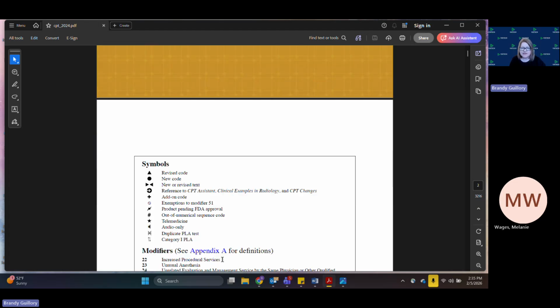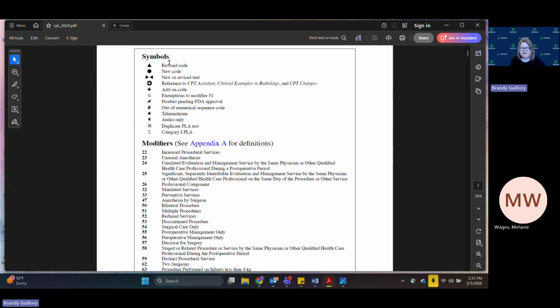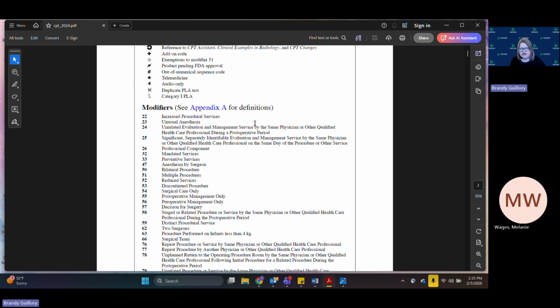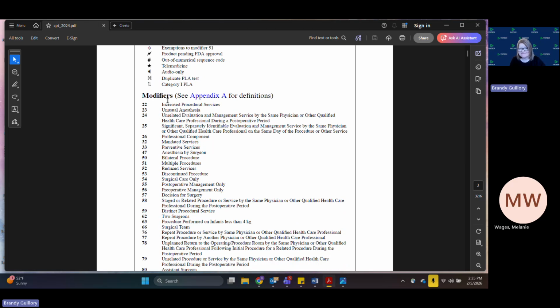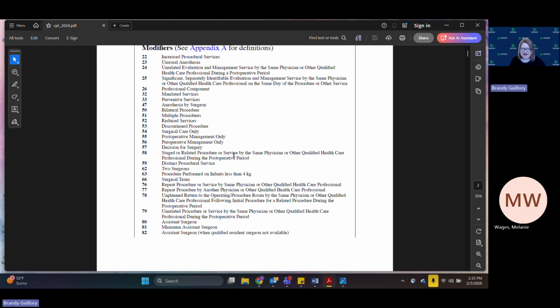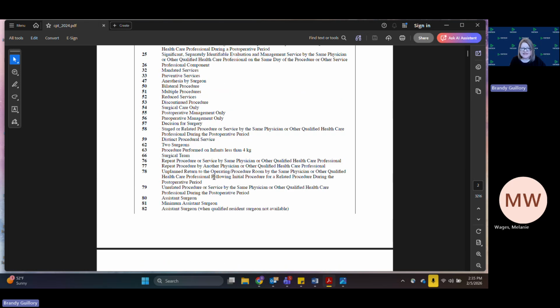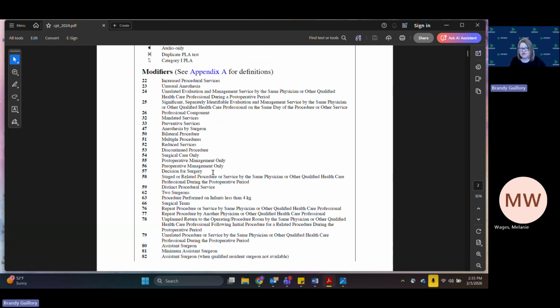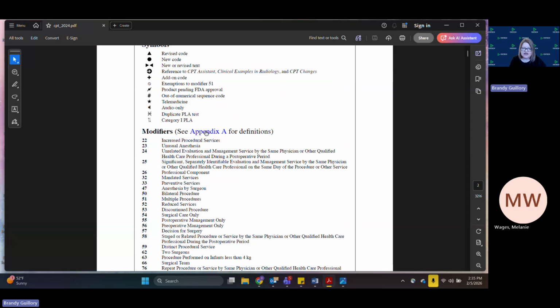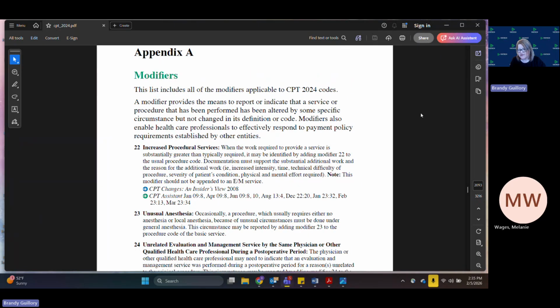I'm going to scroll down, and here's the great thing about the CPT. Remember, they have this little legend here for you. And look what's right below that. It's a short list of all the modifiers. And see how many there are, guys? There's a bunch. Short list, page 1. And look, see Appendix A for full definitions. All you have to do is click Appendix A, and it's going to take you to page 2093. And there you go. This list includes all the modifiers applicable to CPT 2024 codes.